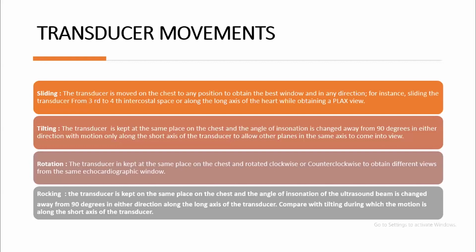Rocking, the transducer is kept in the same place also on the chest, and the angle of inclination of the ultrasound beam is changed away from 90 degrees in either direction along the long axis of the transducer. So compared with tilting, during which the motion is along the short axis, rocking is along the long axis. Okay, don't be confused.